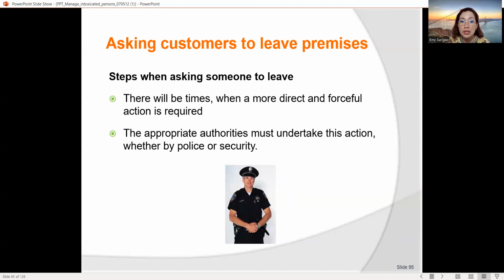Steps when asking someone to leave. There will be times when more direct and forceful action is required. The appropriate authorities must undertake this action, whether police or security.